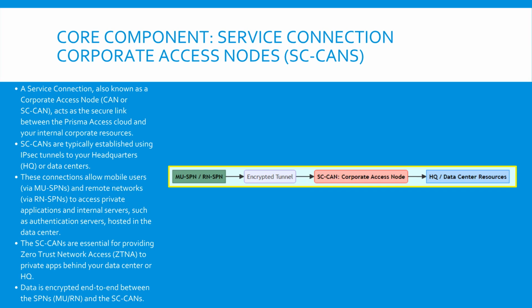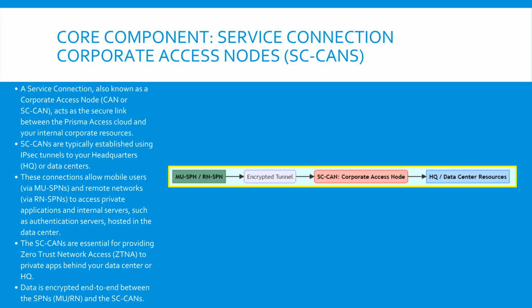This node, often simply called a service connection, is the critical bridge that connects the vast Prisma Access cloud network to your private internal resources, typically residing in your corporate headquarters or data centers. The service connection itself is established using IPsec tunnels between Prisma Access and your premises.